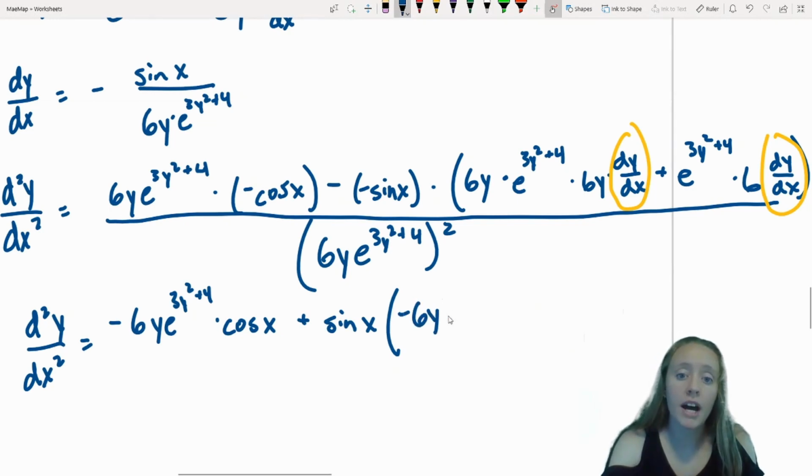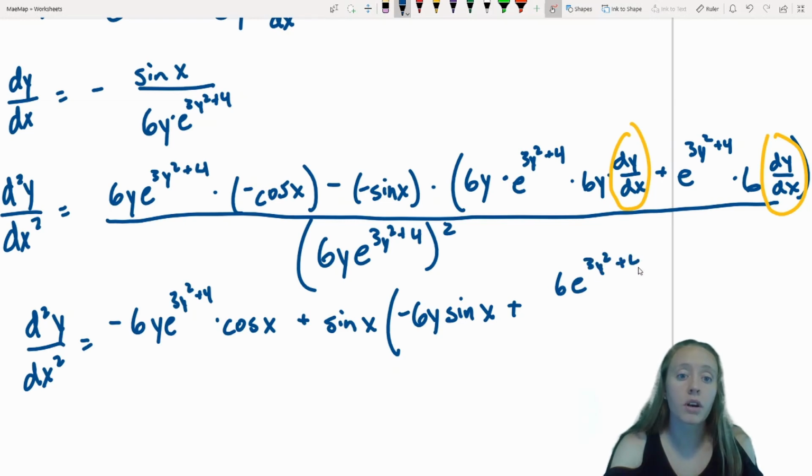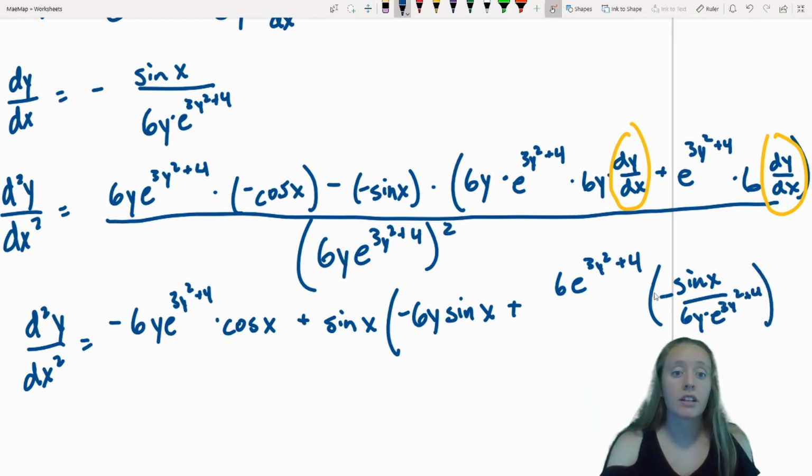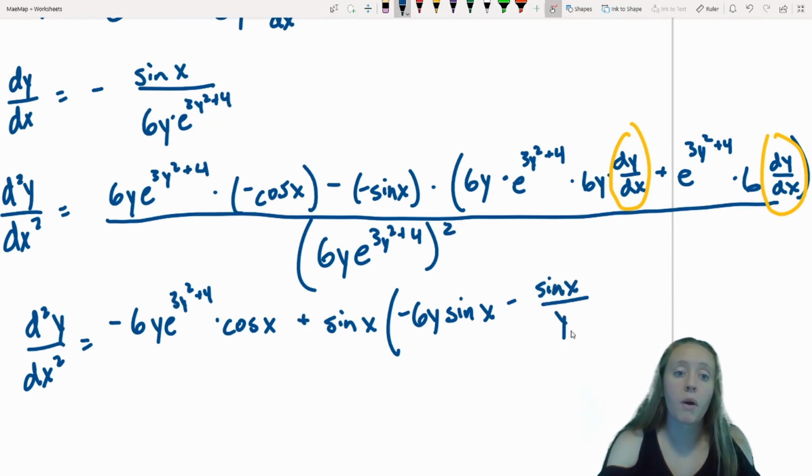So we have negative 6y sine of x, and then we're going to add that to, again, we have e to the 3y squared plus 4 times 6 times, again, dy dx. So we'll have 6e to the 3y squared plus 4 times that derivative of y with respect to x, which gets multiplied by a negative sine of x all over 6y times e to the 3y squared plus 4. Again, my e to the 3y squared plus 4 will cancel out, and a 6 will cancel out to leave me with negative sine of x over y. So as opposed to adding a negative, I'll just subtract a sine of x over y.